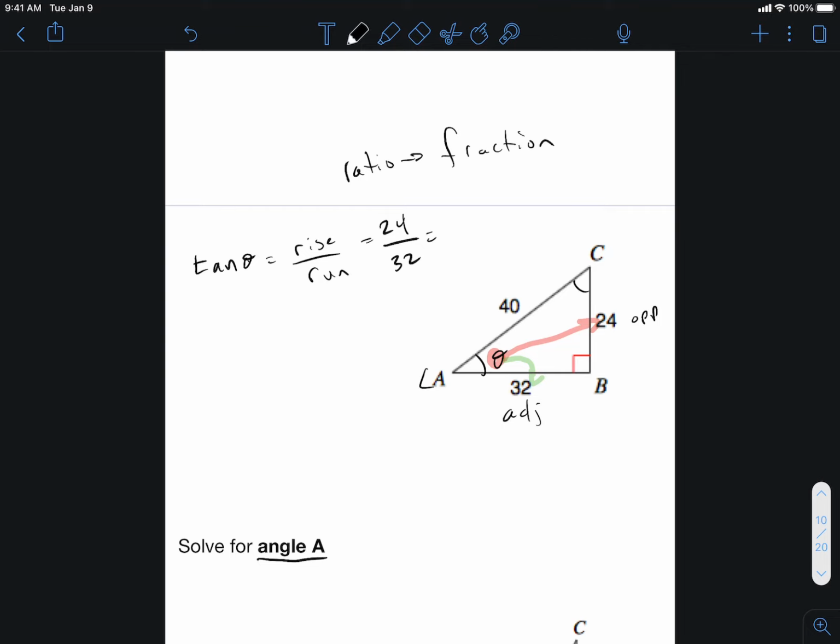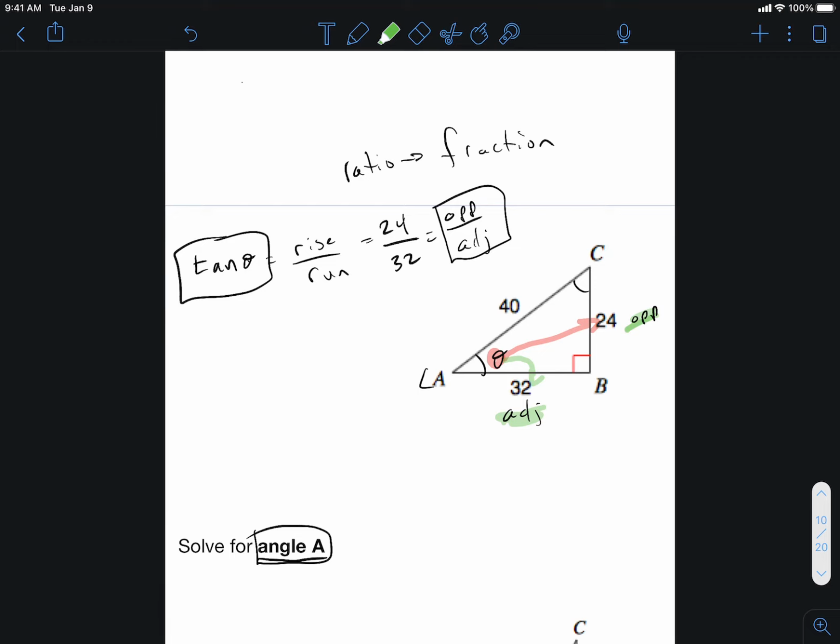So we developed this rule yesterday: tan theta is equal to opposite over adjacent. Now, that doesn't answer any questions. We're setting up a ratio. Ultimately, what this question is asking us for is to solve for angle A. We've done half the work here: setting this up and labeling the side lengths as either opposite or adjacent. That's what we did yesterday.